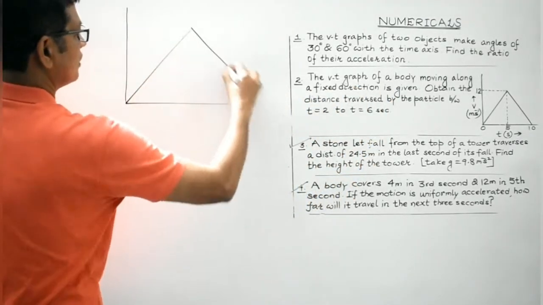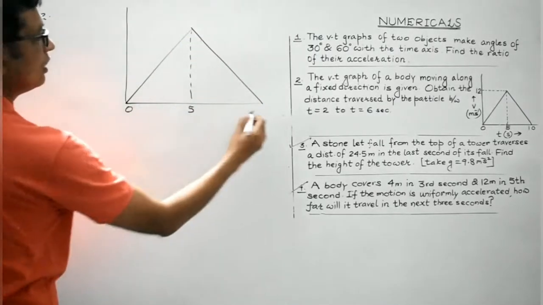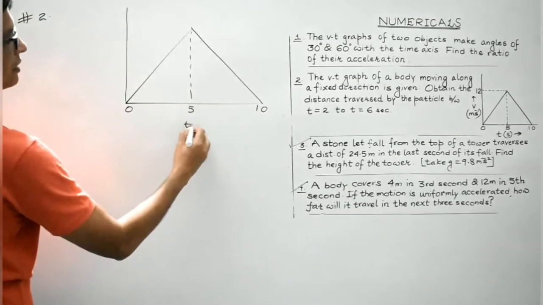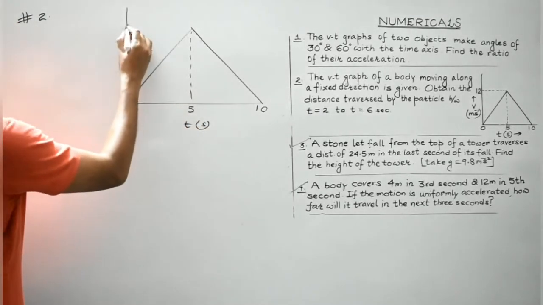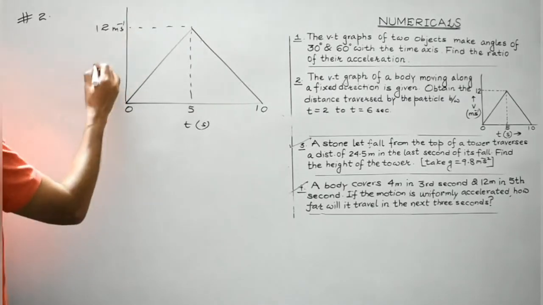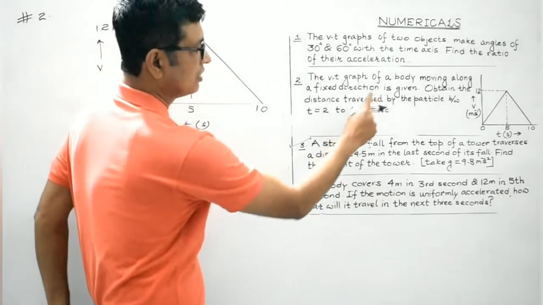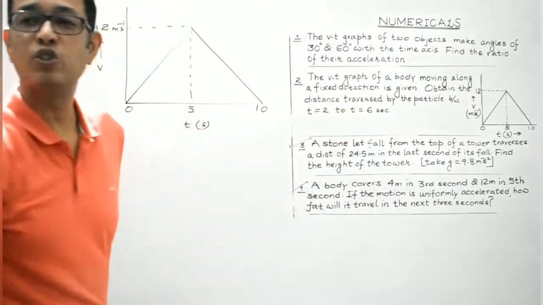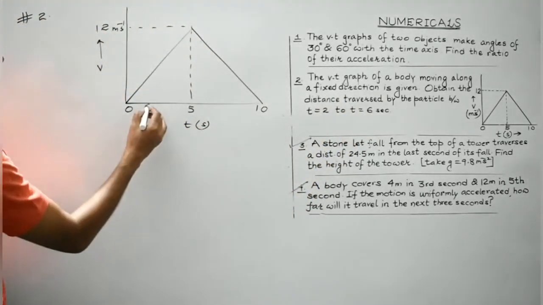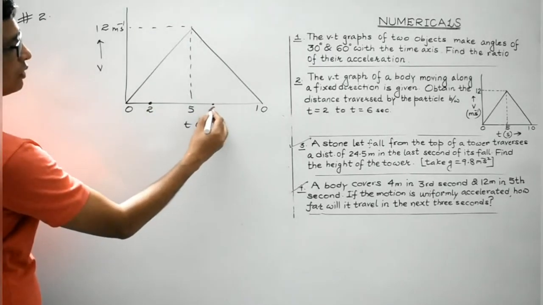This is the graph, it's given. I think this is given to be 5 seconds, this is 0, and this is 10. This is time in seconds. And this velocity is given to be 12 meter per second, right? So we are supposed to find out the distance traversed by the particle between t equals to 2 to t equals to 6 seconds. Suppose t equals to 2 is over here and t equals to 6 is over here.